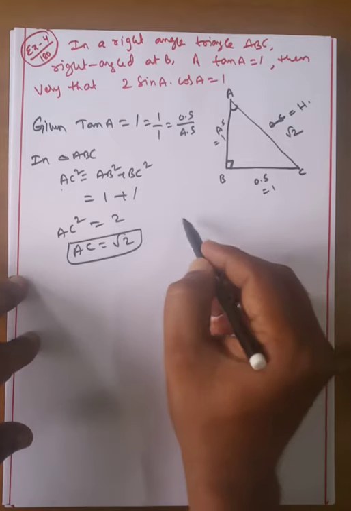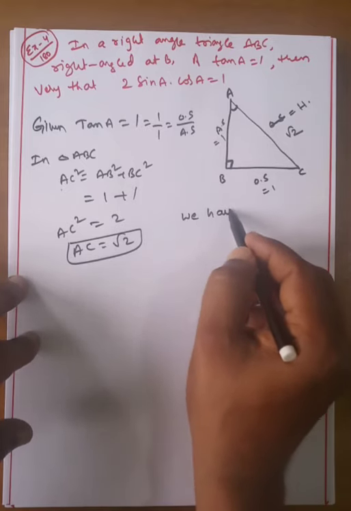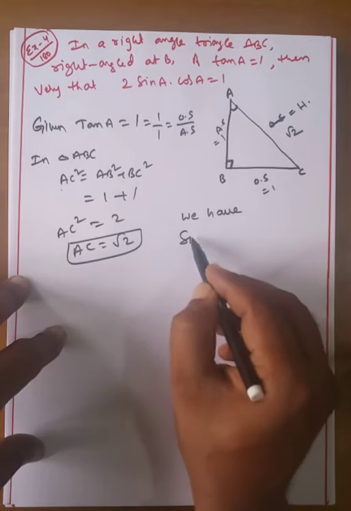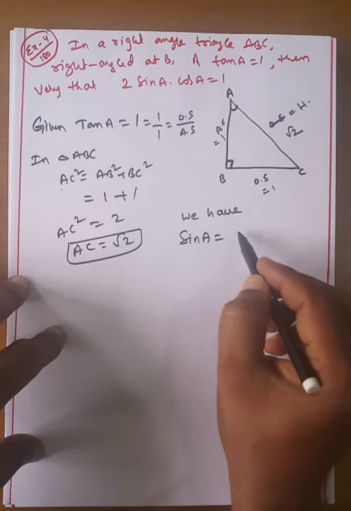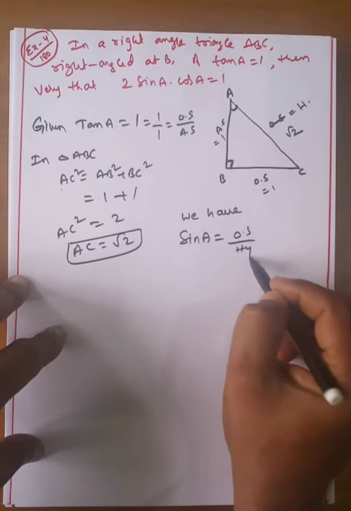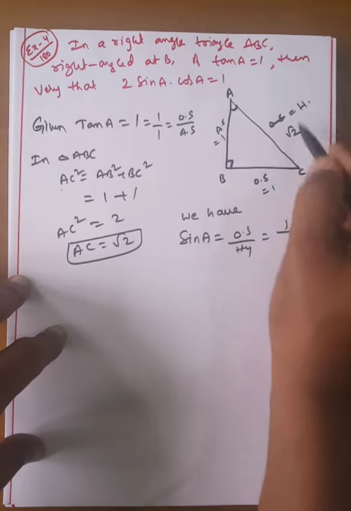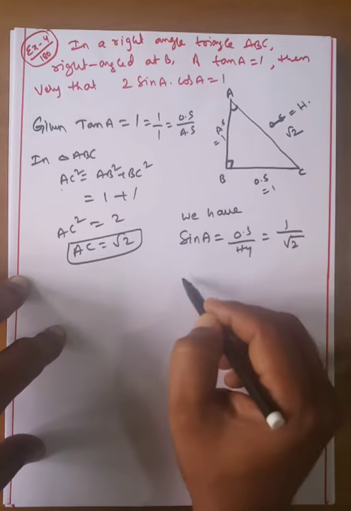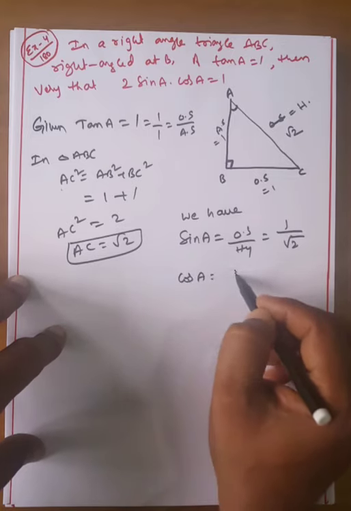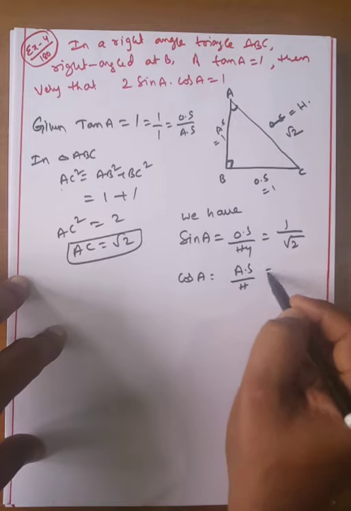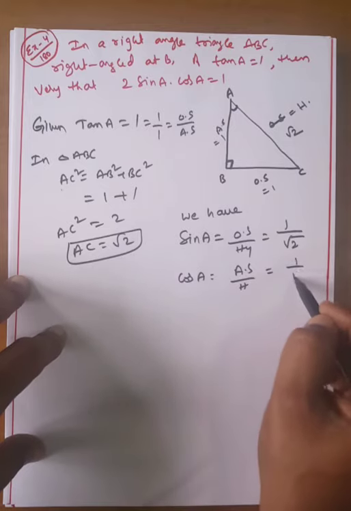Now in the same triangle we have to find sine A. What is the definition of sine A? Opposite side by hypotenuse. What is the opposite side? 1 by hypotenuse, which is root 2. Next, cos A: adjacent side by hypotenuse. What is the adjacent side? 1 by hypotenuse, which is root 2.